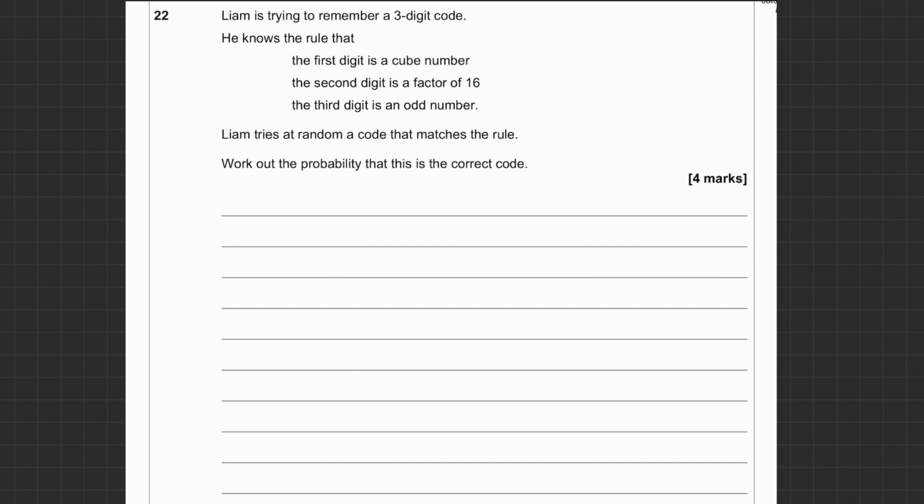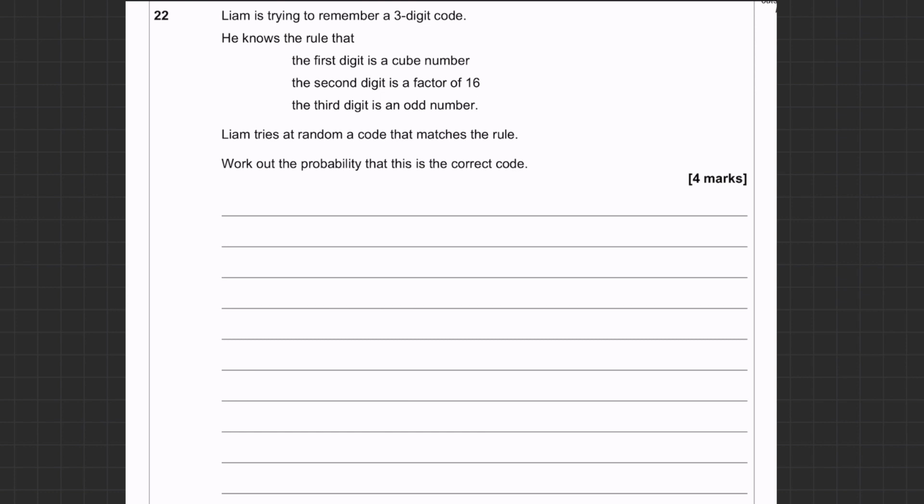Question 22, Liam is trying to remember a 3-digit code. He knows the rule that the first digit is a cube number, the second digit is a factor of 16, and the third digit is an odd number. Liam tries at random a code that matches the rule. Work out the probability that this is the correct code.